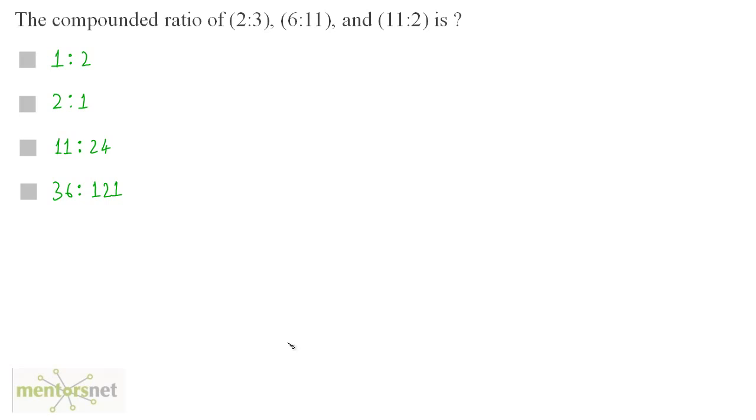The compounded ratio of 2 is to 3, 6 is to 11, and 11 is to 2 is. Well, if you have three ratios given, A is to B and C is to D and E is to F, the compounded ratio is equal to the ratio of the product of first terms to the product of second terms. So this is basically equal to ACE is to BDF. The first terms is to second terms and their products taken together, right?